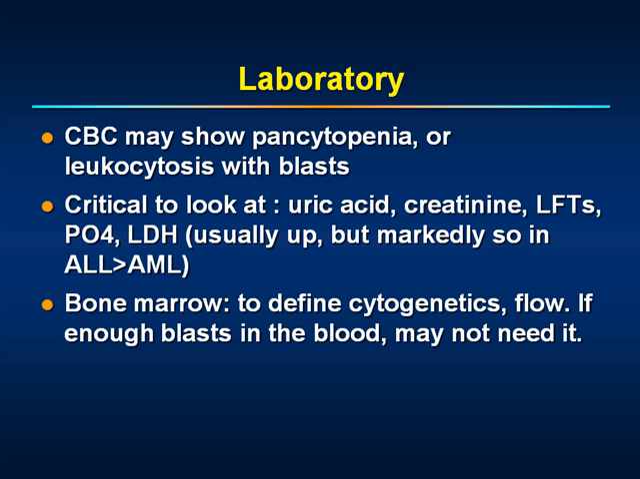Now, in the laboratory, the CBC may show pancytopenia or leukocytosis, along with anemia and thrombocytopenia with blasts in the blood. However, you don't have to have blasts in the blood to have AML. They may only be in the bone marrow. It's critical to look at the uric acid, the creatinine, liver functions, phosphorus, and the LDH, which is usually up, but not so markedly as in ALL or Burkitt's lymphoma. A bone marrow is usually done to define cytogenetics and flow cytometry, but if there are enough blasts in the blood, we may not need to do that and just do the testing off of the blood.